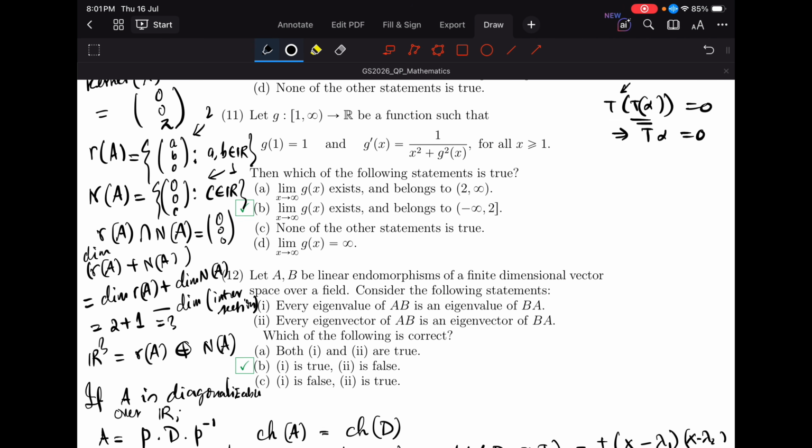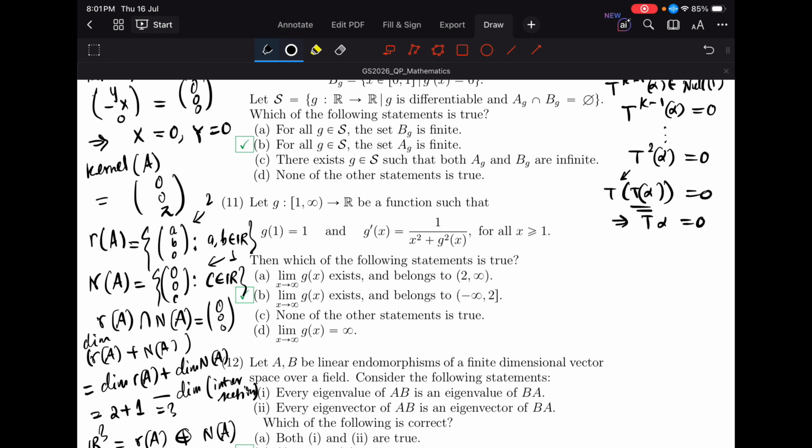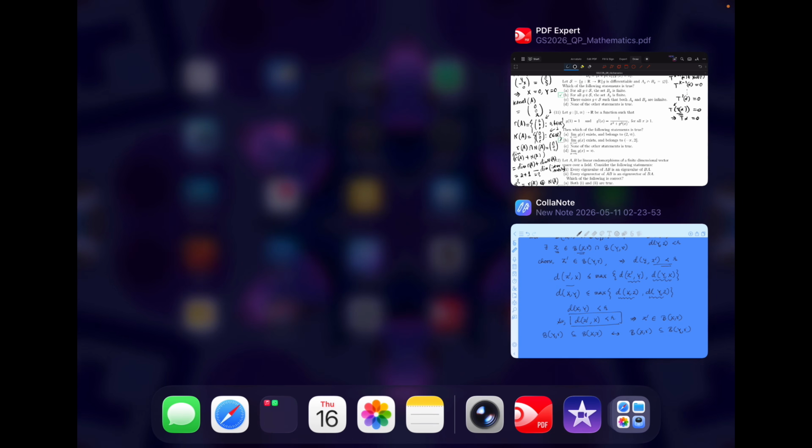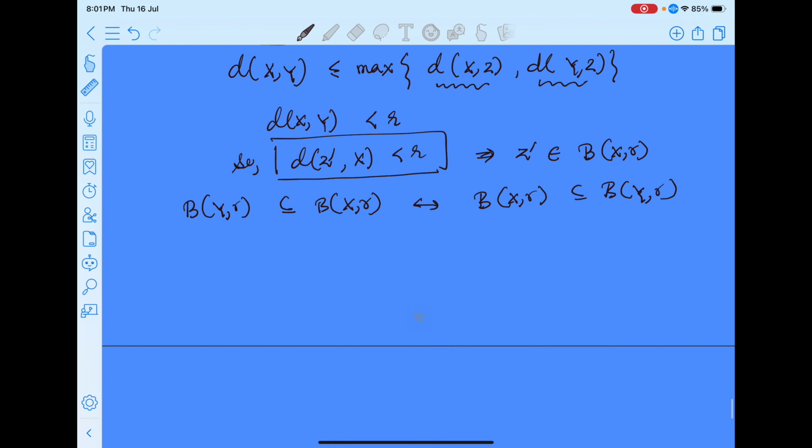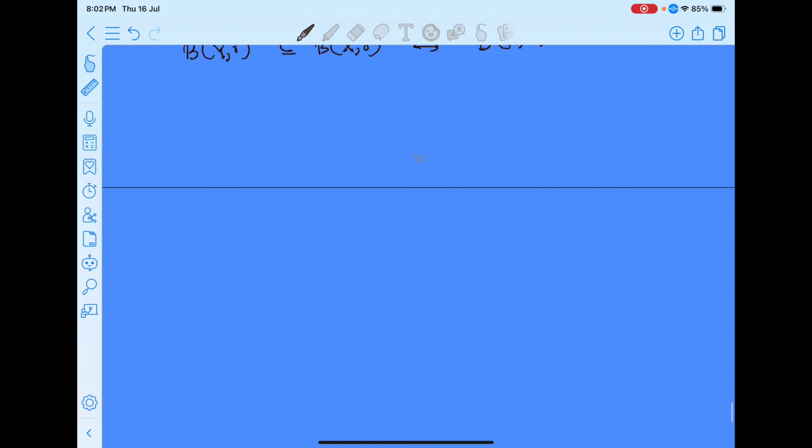Okay, so I don't have enough space here, so let us just do it here. So g is a differentiable function from R to R, differentiable.